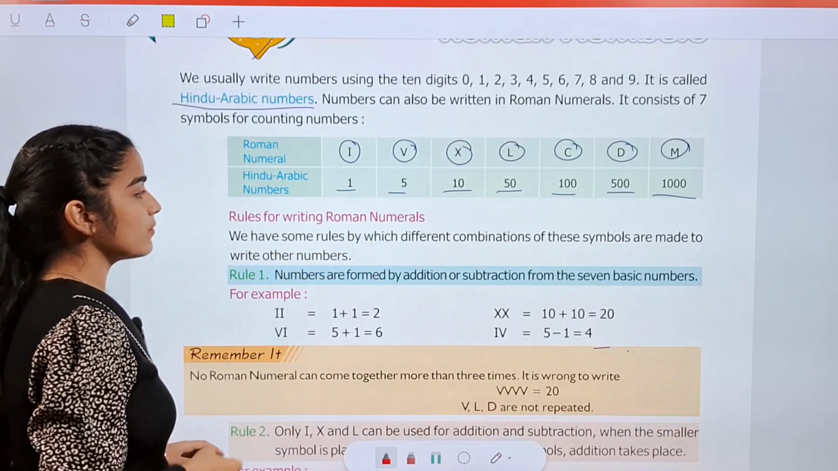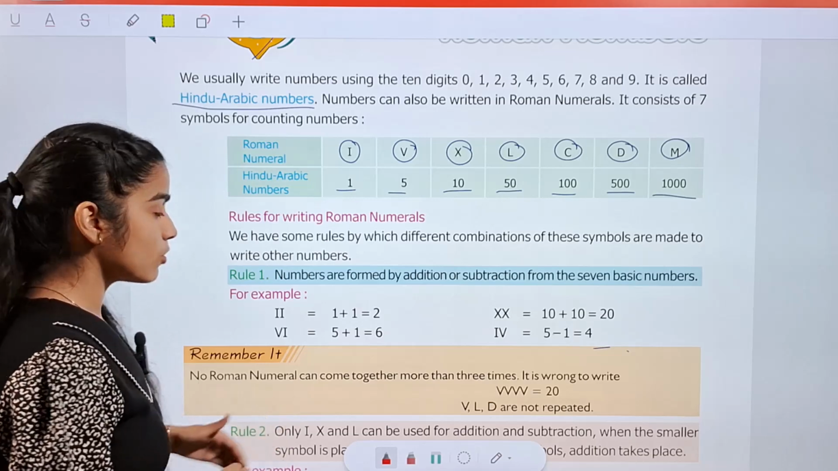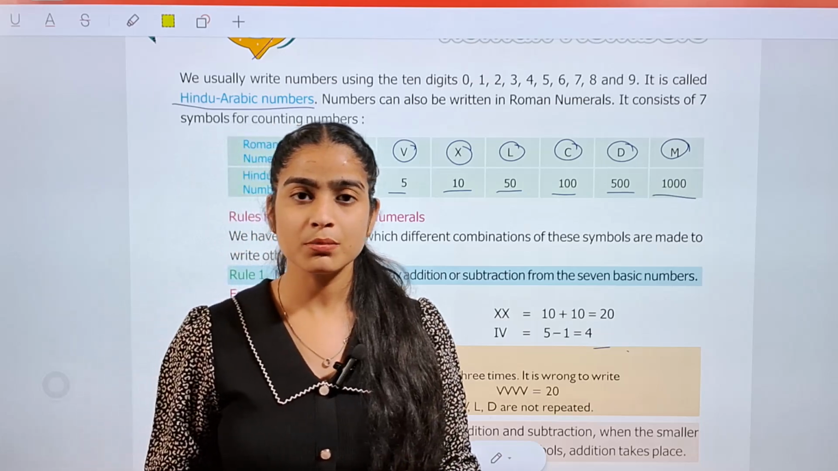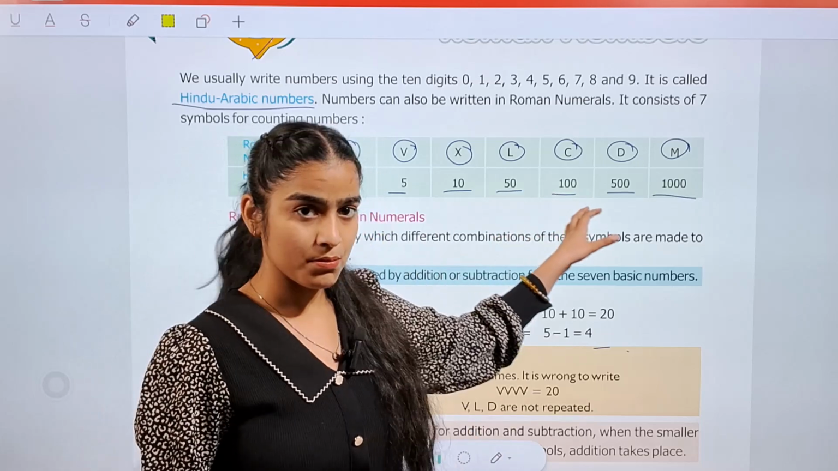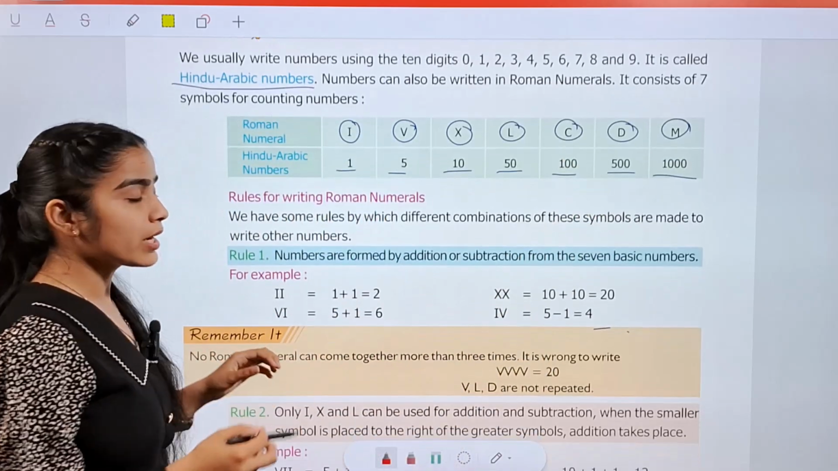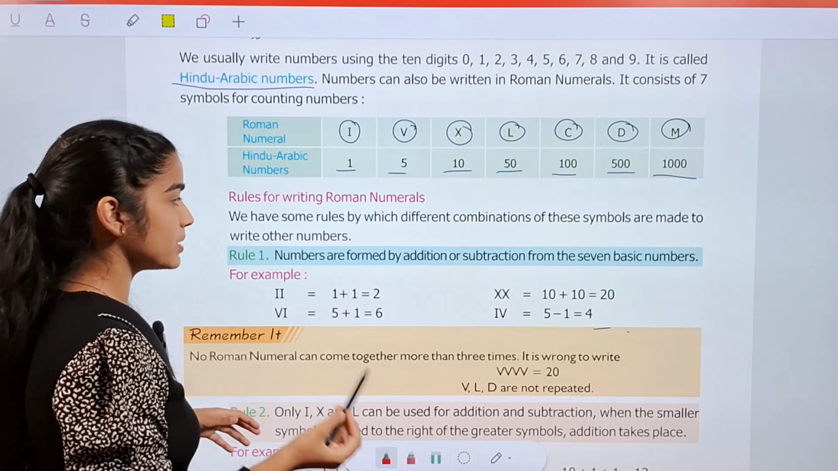We have some rules by which different combinations of these symbols are made to write other numbers. So now we are talking about the rules and regulations, how we have to write the Roman numbers by using these 7 symbols. The rule number 1 is that numbers are formed by addition or subtraction from these 7 basic numbers.